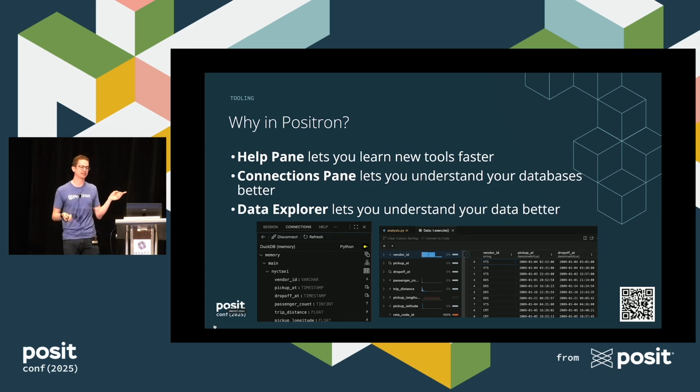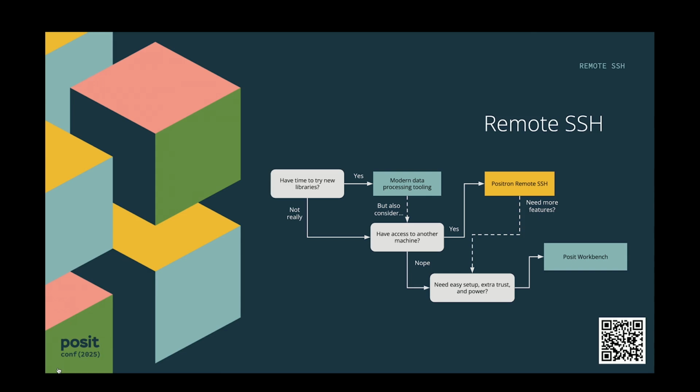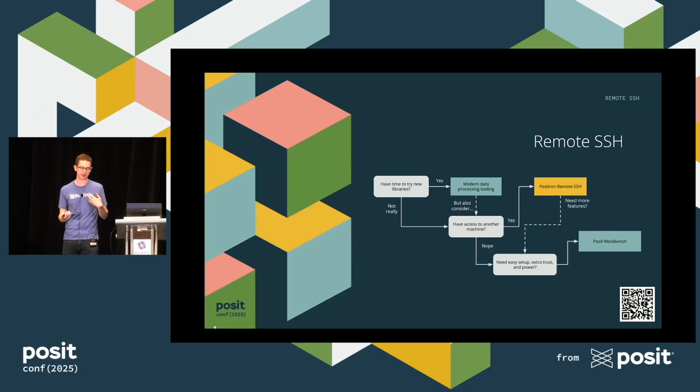We've also got a connections pane that'll help you understand your databases better, right? So I've got a screenshot of that on the bottom left, and you can see that I'm talking to my DuckDB dataset. I can see my NYC taxi data and all of the different columns that it has. And then finally, we've gone over the Data Explorer a lot. The next talk by Wes is about it, but that lets you understand your data better with sparklines. You can explore that data. Positron is built for data science, and all of these different built-in integrations are gonna make your experience a lot better even as you're working with big data like this. Cool, so that's an overview of what I believe modern data processing tooling looks like.